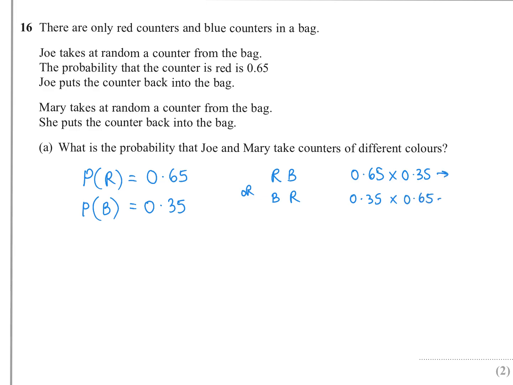So if we multiply these out, we're going to get 0.65 times 0.35, which is 0.2275 in each case because they're just switched around. And so if we add those together, because this is an OR relationship here, so we times by 2, and we're going to get 0.455. That's part A.